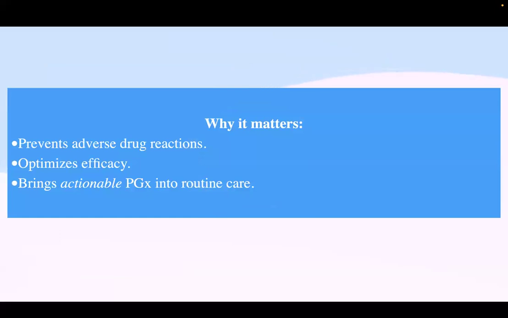Why it matters? Basically, it can prevent adverse drug reactions. Obviously, if the patient is about to receive clopidogrel after just having a stent, and if the patient is in the poor metabolizer category, the clopidogrel won't work, right? And in fact, the adverse drug reaction of clopidogrel is very large on a large scale. So it can prevent ADR, it can optimize your overall efficacy, and it brings actionable pharmacogenomics into routine care. That is our aim behind integrating genetic data into electronic health records.